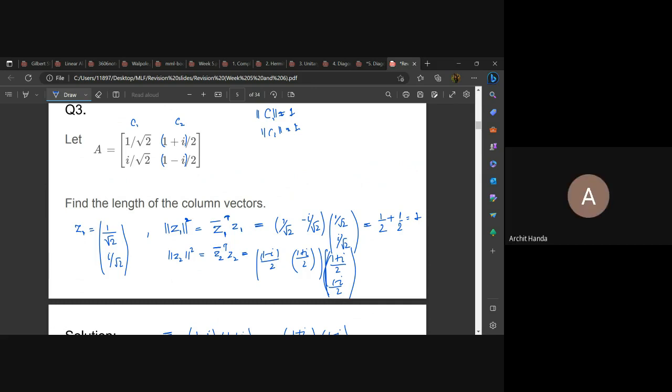Ma'am, is it sufficient to just check Z1, Z2, or do we have to check Z2, Z1 as well? Because the multiplication is not commutative, right? Multiplication is not commutative. I mean, X dot Y is not Y dot X. Yes, it is not. So does that mean we have to check for orthogonality both ways? No. You just check X dot Y, it is enough. So does that mean if X dot Y is 0, then Y dot X will always be 0? Doesn't happen in this case, right? In complex vector space.